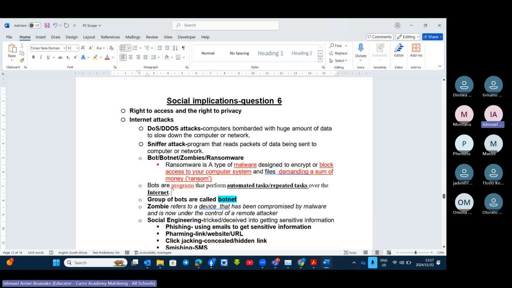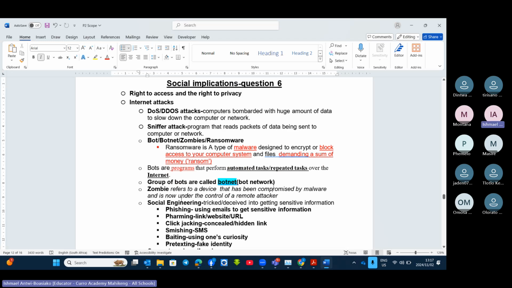And when you have a group of bots, they work together and they form a network, which we call the bot network. In short, we call it botnet. So the botnet is a group of bots that perform automated tasks in such a way that they make your computer inaccessible. So when it is only one, that's the bot that performs automated tasks. But when they form a network, we call it botnet. So take note of that.